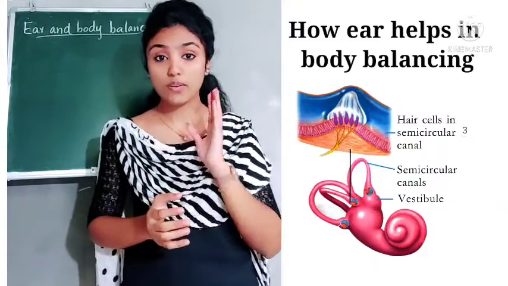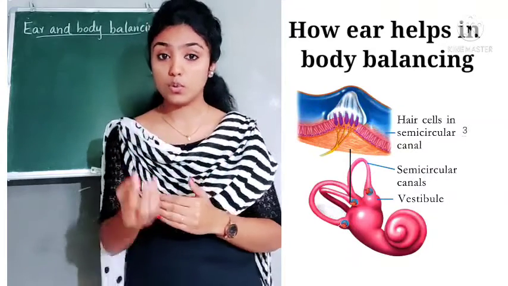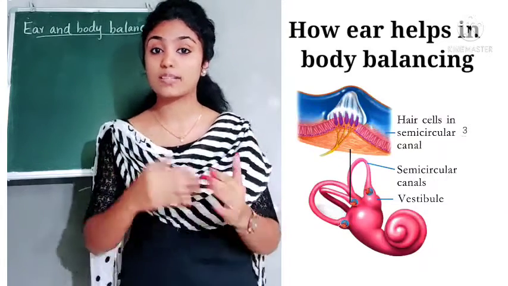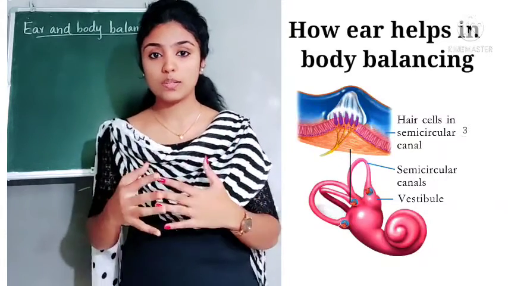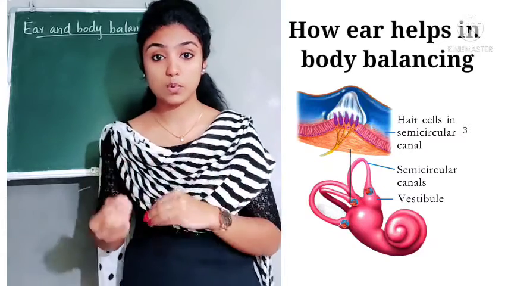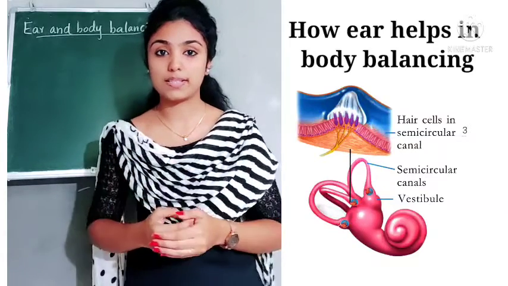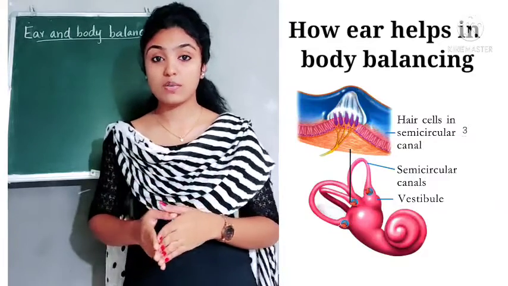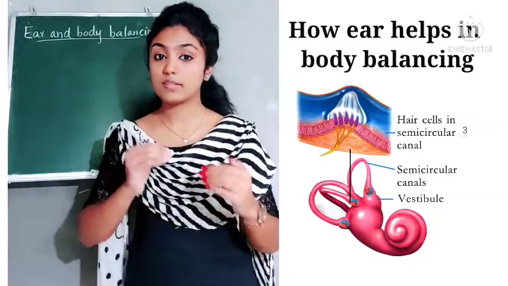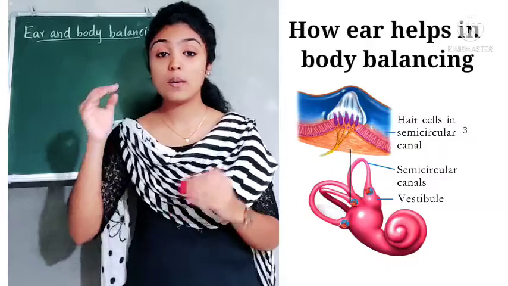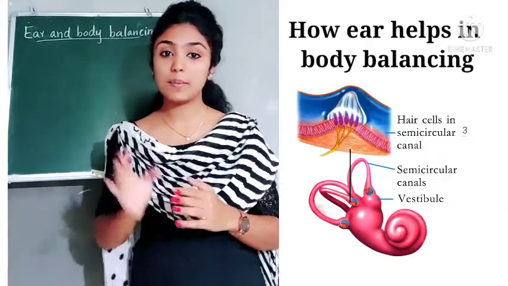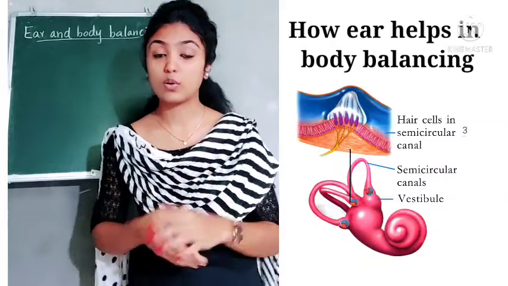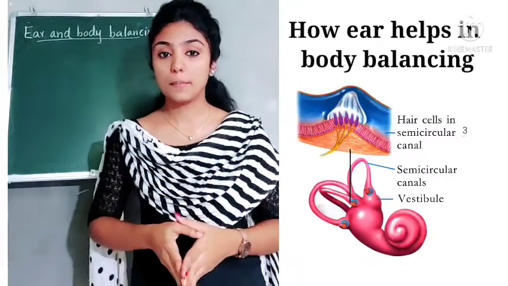So when we move our head, this endolymph moves, and as a result the sensory hair cells inside the vestibule and semicircular canals move. When the sensory hair cells move, it generates an impulse, and this impulse is transmitted by vestibular nerves to the cerebellum. It is not transmitted to the cerebrum, but to the cerebellum. So this is how our body balance, or body equilibrium, is maintained.